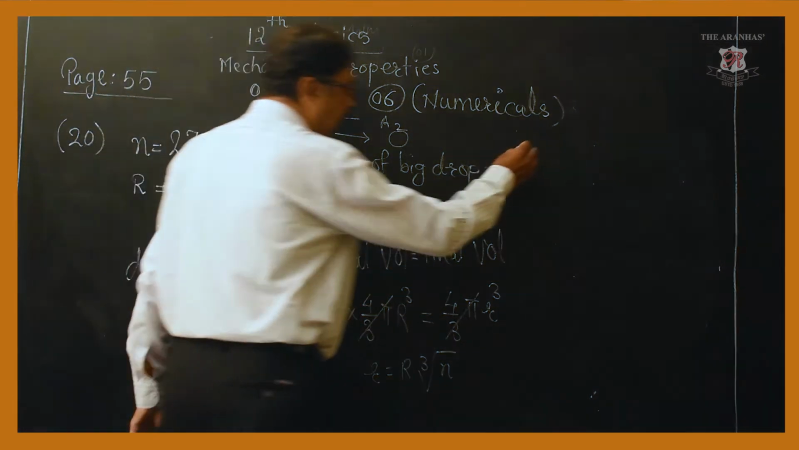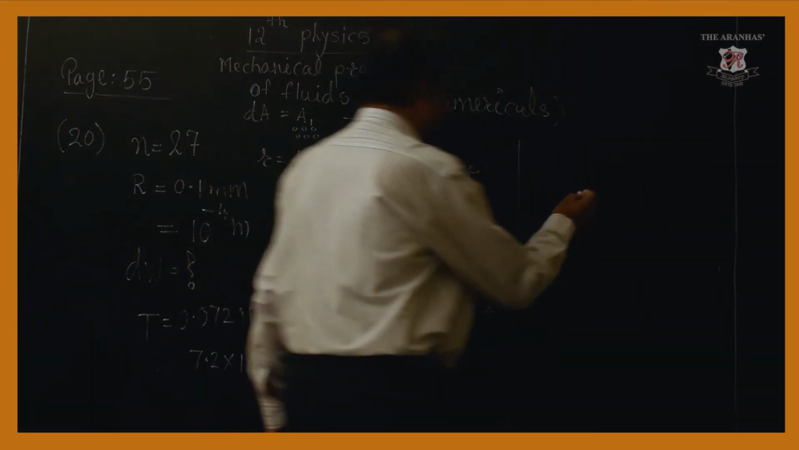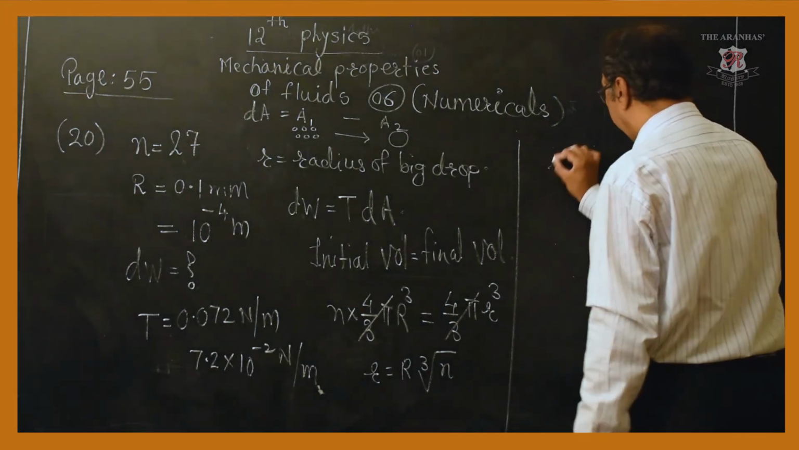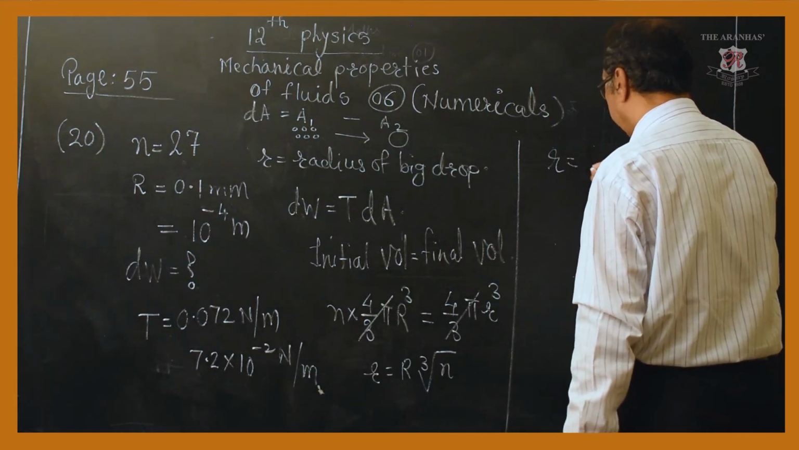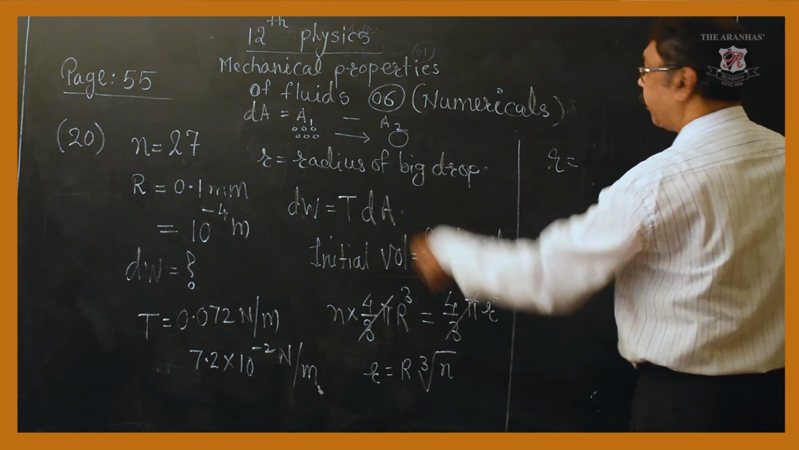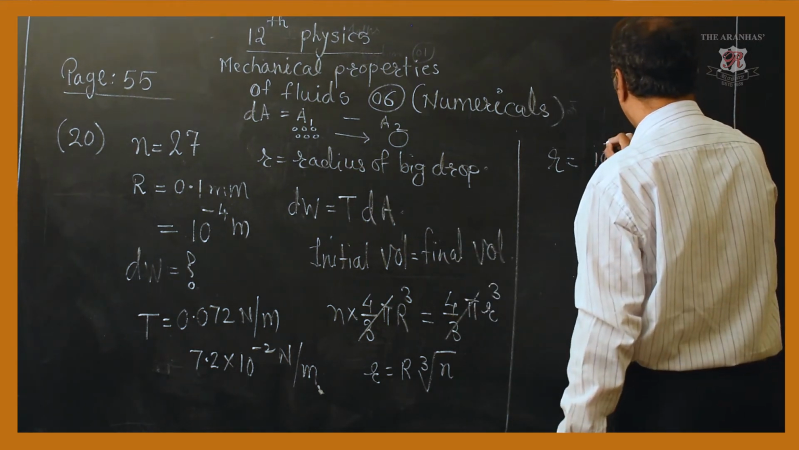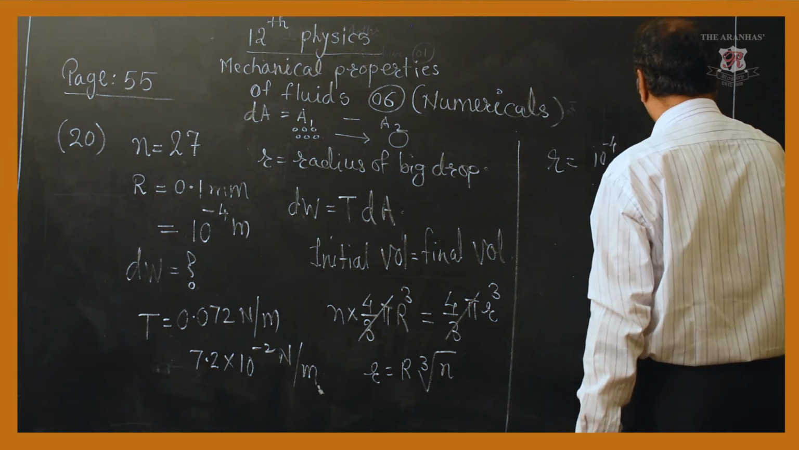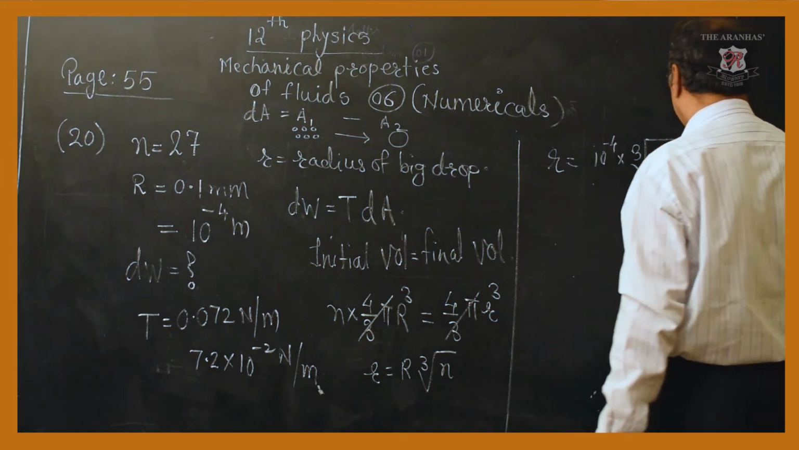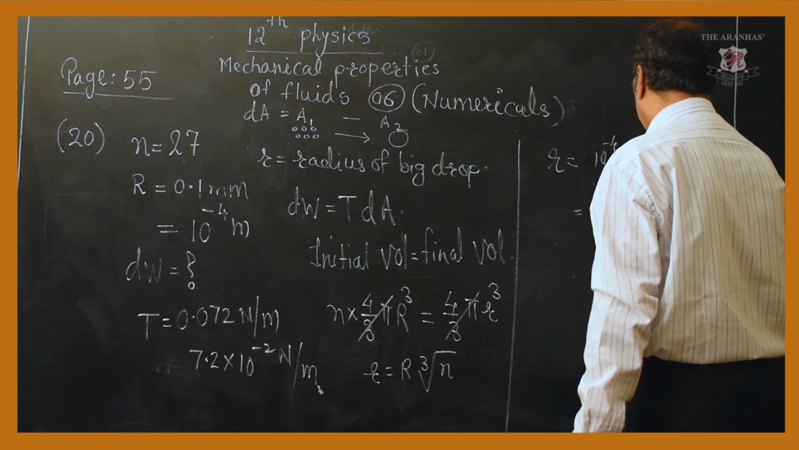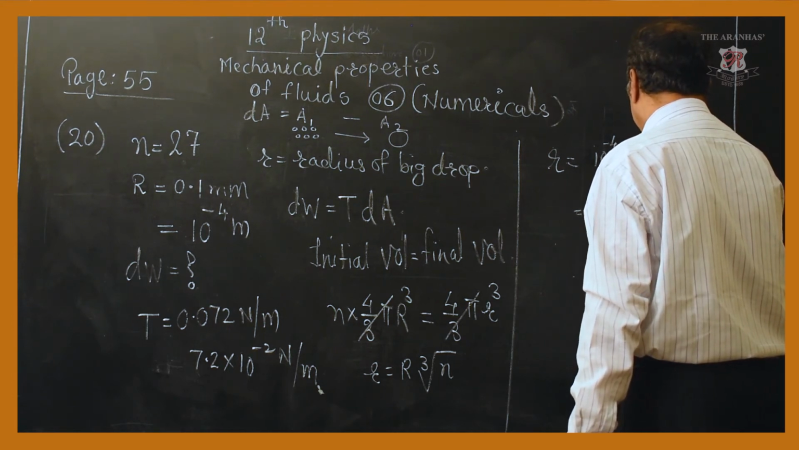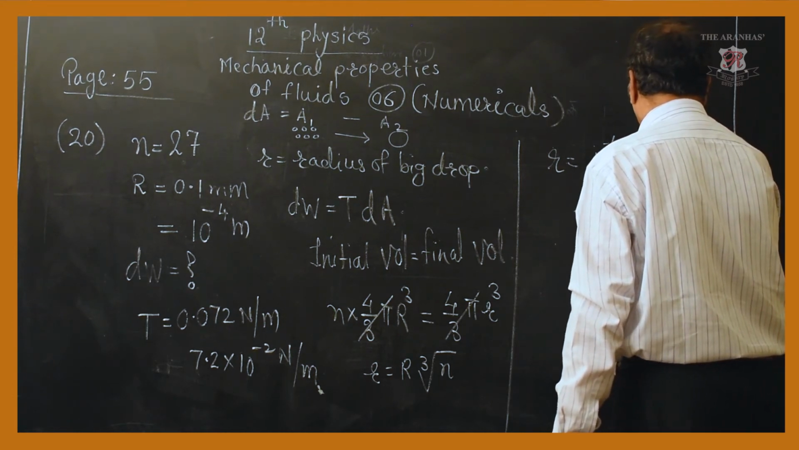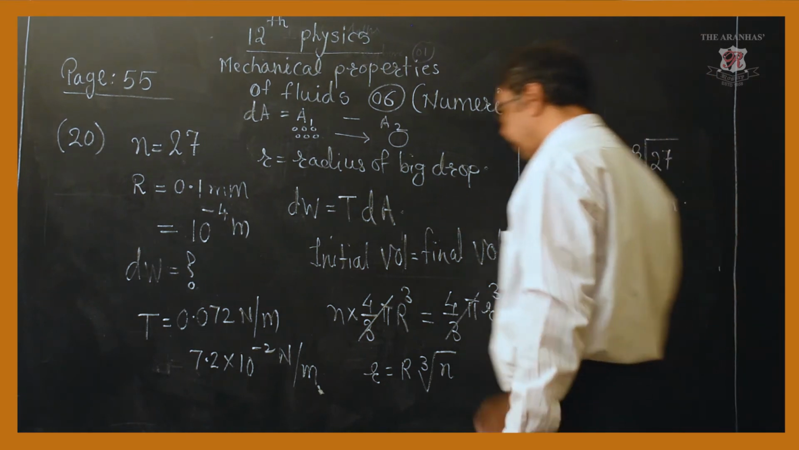Now substitute the values. I can get R equal to, what is the value of r from there? 10 raised to minus 4 into cube root of 27. So this is going to come out as 3 into 10 raised to minus 4 meter.